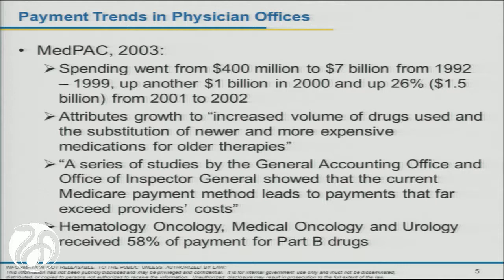The General Accounting Office and the Office of the Inspector General were also looking at these issues during this time period, and they showed that the current Medicare payment method leads to payments that far exceed a provider's costs, and the largest amount of payment went to these specialties: hematology, oncology, medical oncology, and urology, which received 58% of Medicare's Part B drug spending.